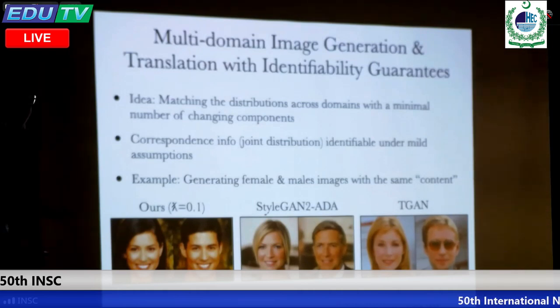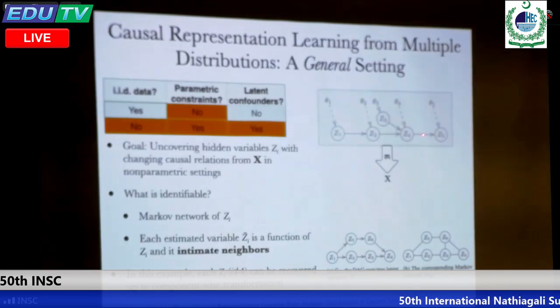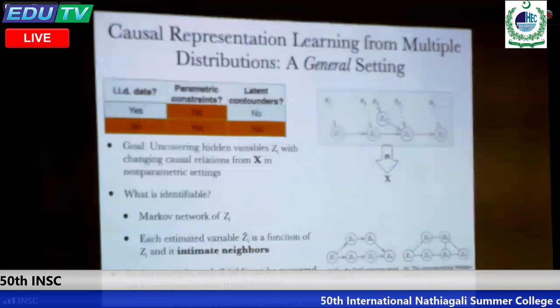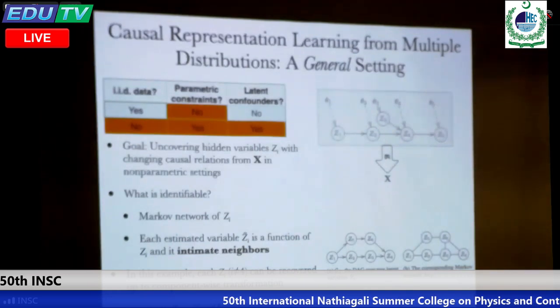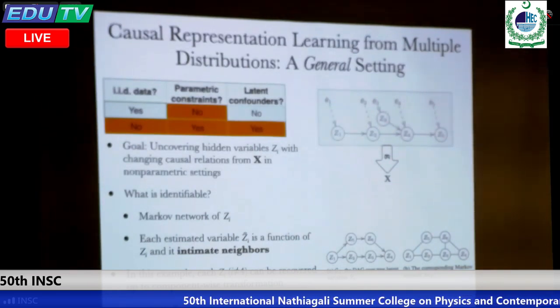Okay, now let's go further. More broadly, this is very mathematical: we can discover the hidden world by making use of multiple distributions. We can even allow causal relations, chaining relations among hidden variables and everything. So this is a very broad, general setting. If you want to research in this direction, maybe you can start with this paper, published last year at ICML. Basically, you can recover hidden variables with chaining causal relations from the measured variables right here. And this is a general setting because everything is non-parametric.